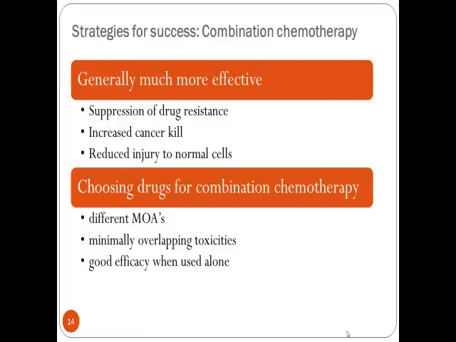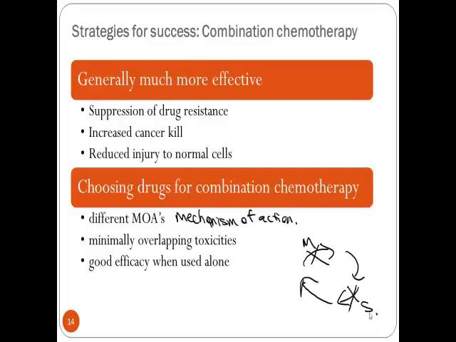And if you choose your drugs carefully and you make sure that their toxic side effects don't overlap, then you reduce injury to normal cells. So we'll look at it in the next slide, how that works. In choosing drugs, you want to choose drugs that have different mechanisms of action. So for example, if you go back to the cell cycle, you maybe want drugs that act on the M phase as well as drugs that act on the S phase, say, so that it acts in different ways.